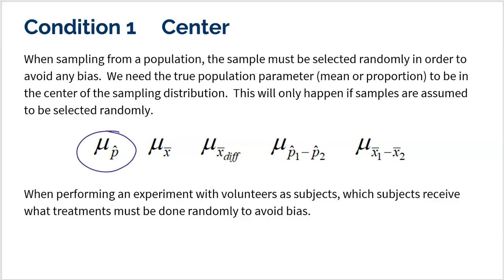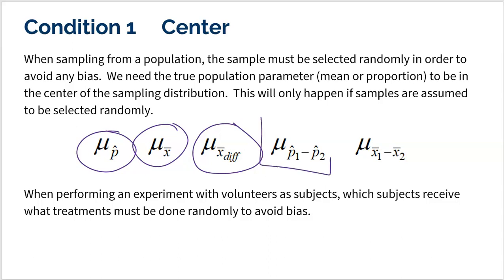So if you are going to be looking for the true proportion, it will be in the center because it is the mean of all sample proportions. Here is the mean of all sample means. And the true mean of the population will be in the center because that is the mean of all sample means. Even when we're doing that paired test, the mean of all differences will be smack dab in the middle because it is the mean of all sample difference means, okay?